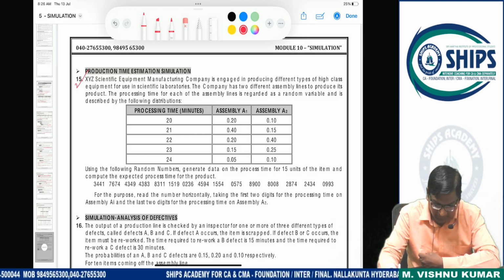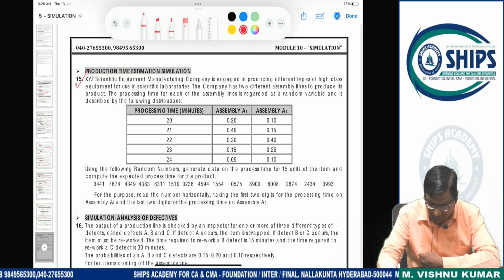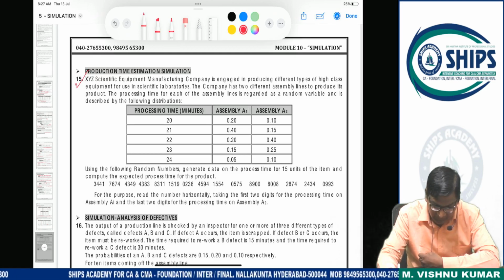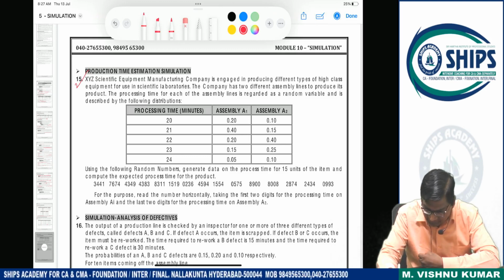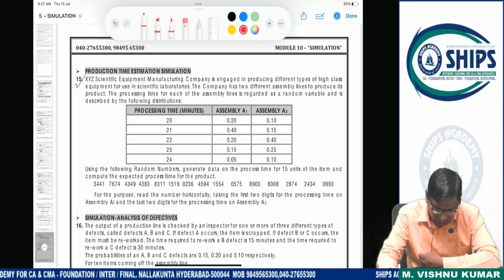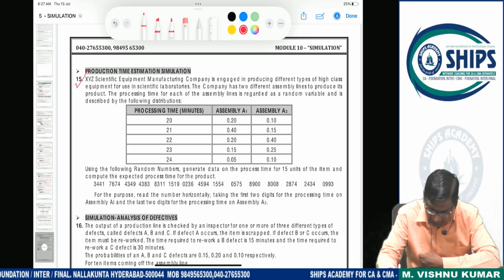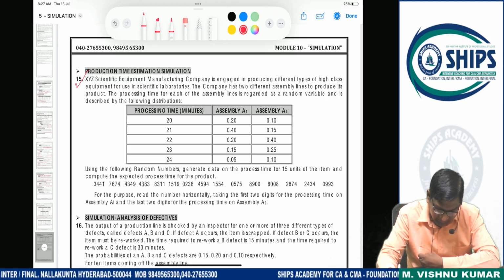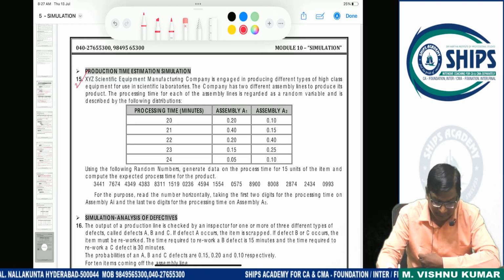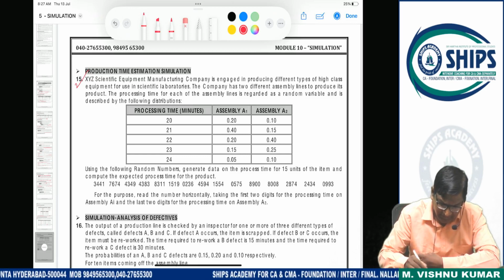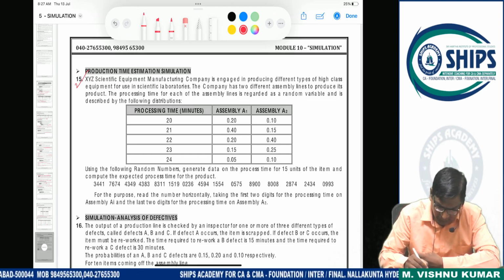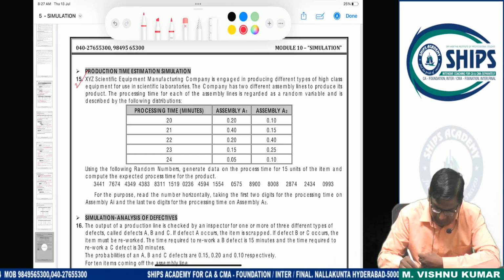XYZ Scientific Equipment Manufacturing Company is engaged in producing different types of high class equipment for use in scientific laboratories. The company has 2 different assembly lines to produce its product. The processing time for each of the assembly lines is regarded as a random number and described by the following distributions. So processing time is 20, 21, 22, 23, 24. Assembly probabilities A1 given, assembly probabilities A2 given.